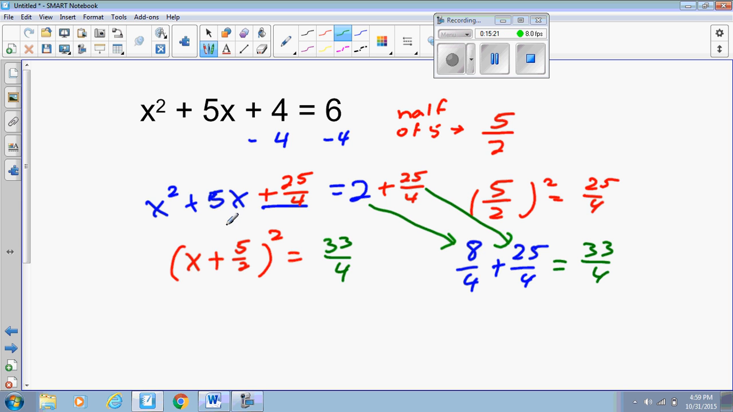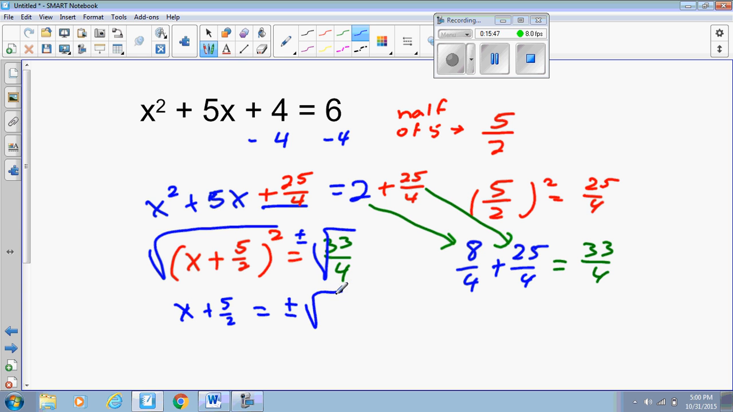And now I'm going to go through the same process. The numbers are a little different, but it's still the same process. We're going to take the square root of the left side and the square root of the right side, plus or minus. So I have x plus 5 over 2 equals plus or minus the square root of 33 over 4.